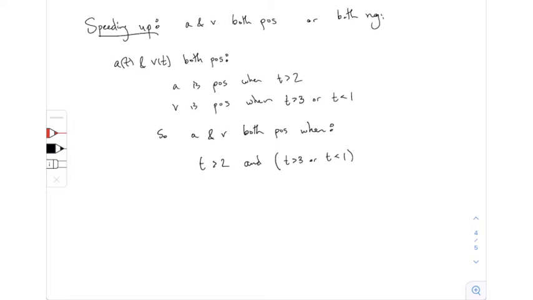I think in order to satisfy all of those, it just has to be greater than 3, right? It's greater than 2 and it's also greater than 3 or less than 1. Well, if it's greater than 2, it can't be less than 1. And so it has to be greater than 2 and also greater than 3. So this means, i.e., t is greater than 3, all right? As an interval, you could say t is in the interval 3 to infinity, like we said. These are the times when it is speeding up, and in fact, this is when it's speeding up to the right.